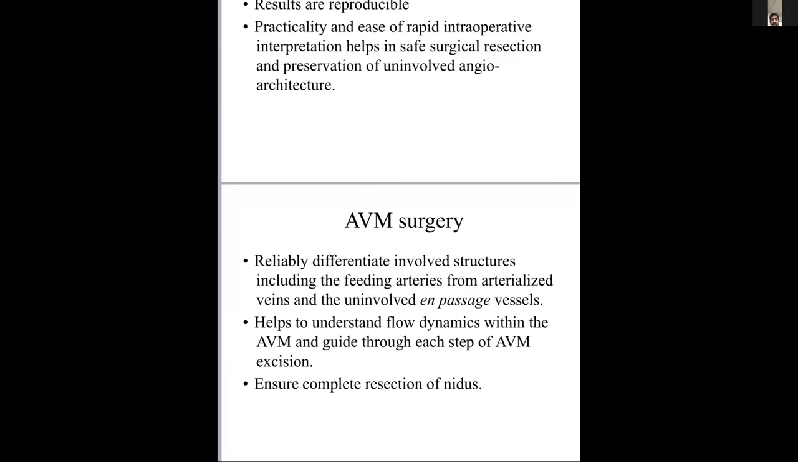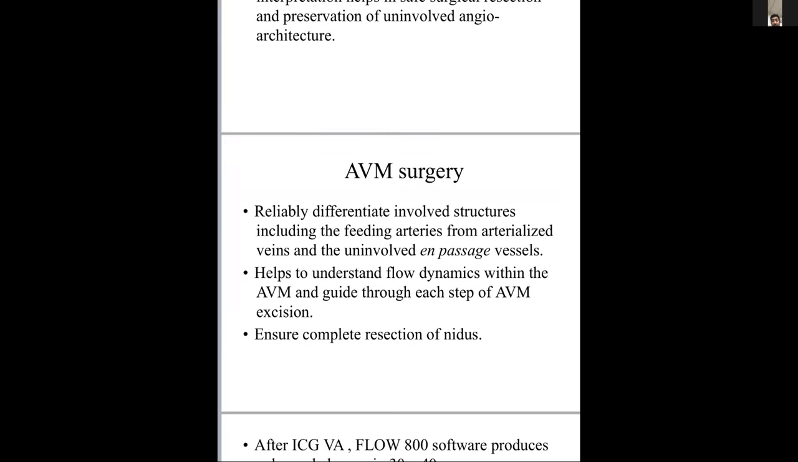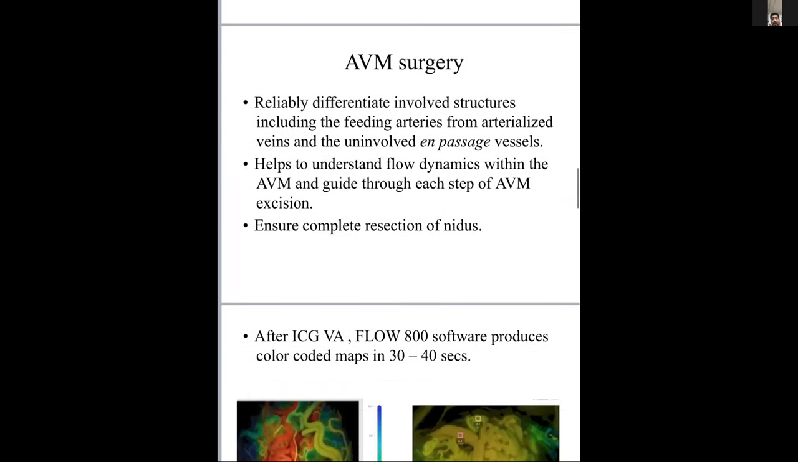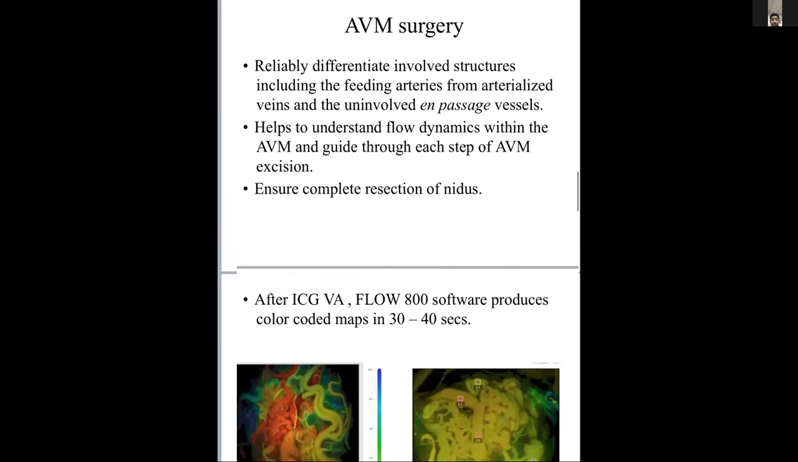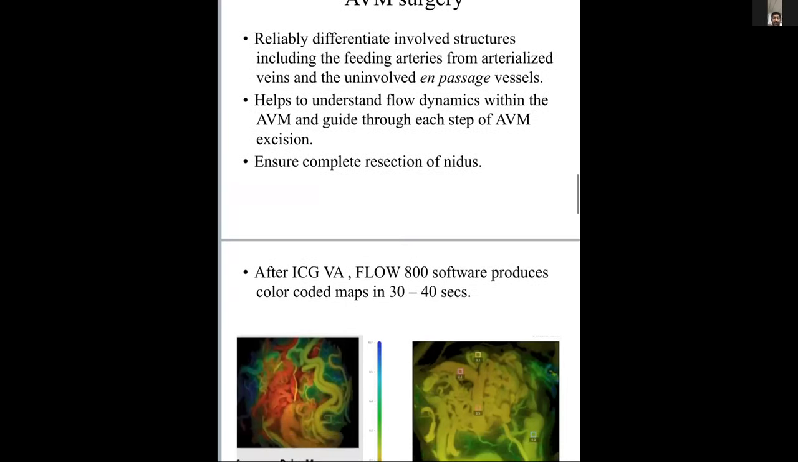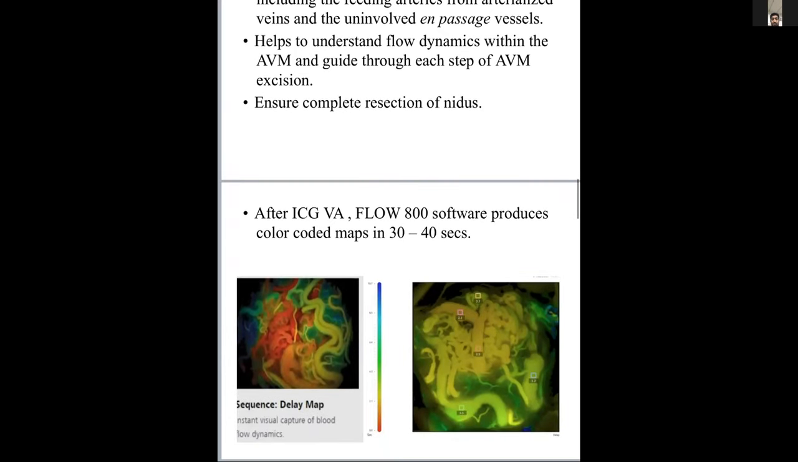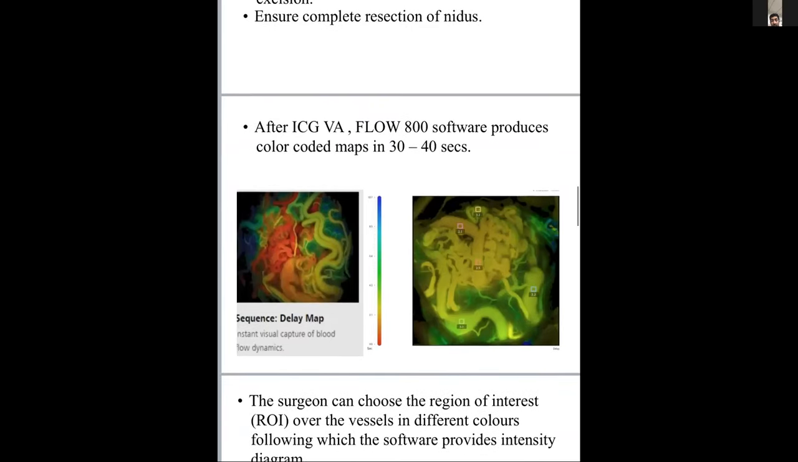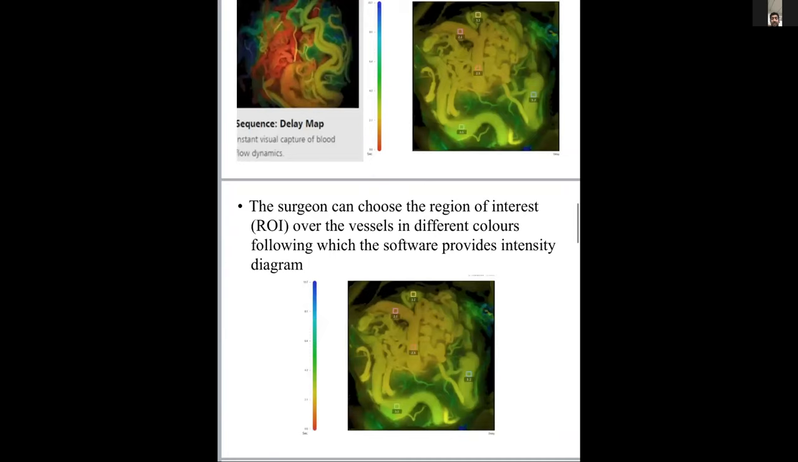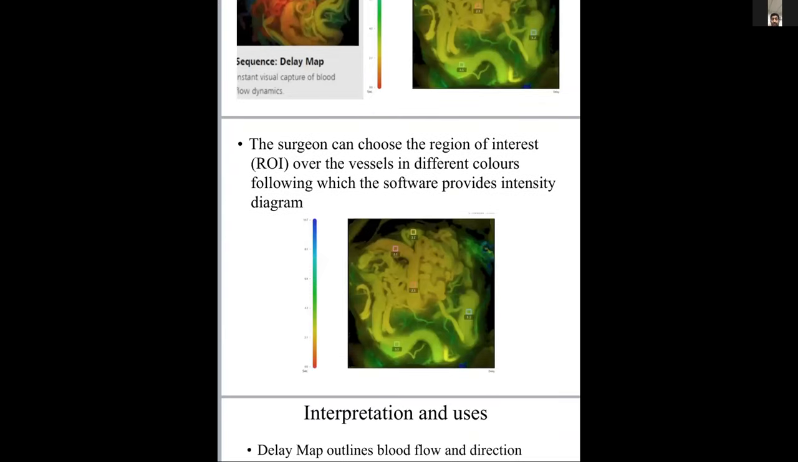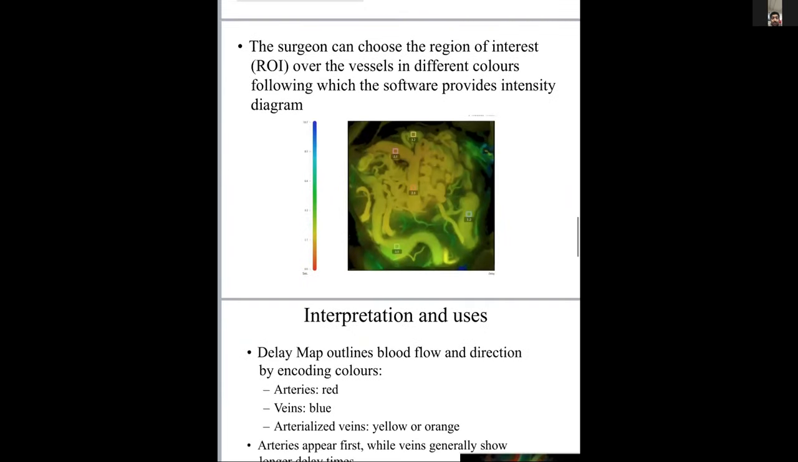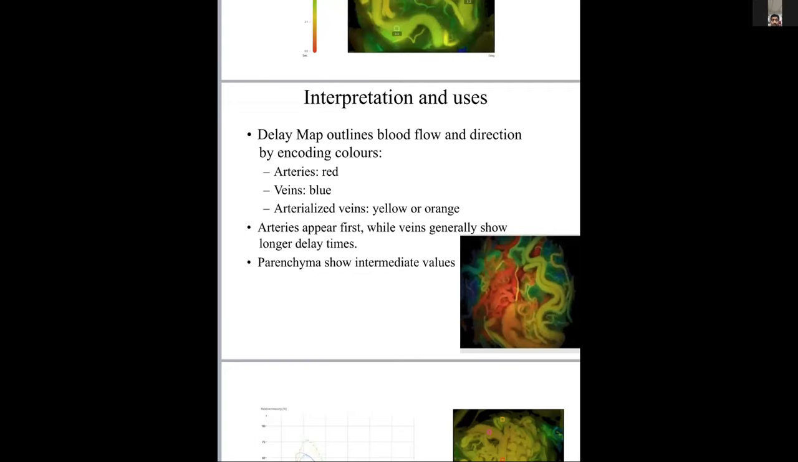In AVM surgery, it can differentiate the feeding artery from the drainer and uninvolved passage vessels. It helps to understand the flow dynamics within the AVM, guides each step of AVM excision, and helps ensure complete resection of the nidus. After ICG videoangiography, the software produces color-coded maps in 30 to 40 seconds. The surgeon can choose the region of interest over the vessel. Interpretation: arteries appear red, veins appear blue, and arteriovenous vessels appear yellow or orange.